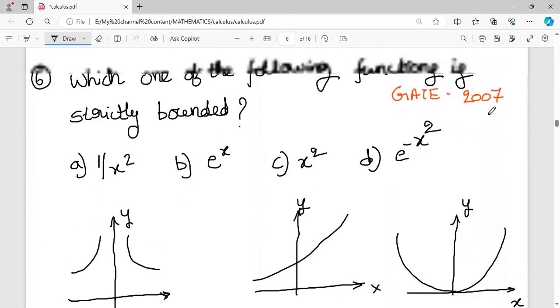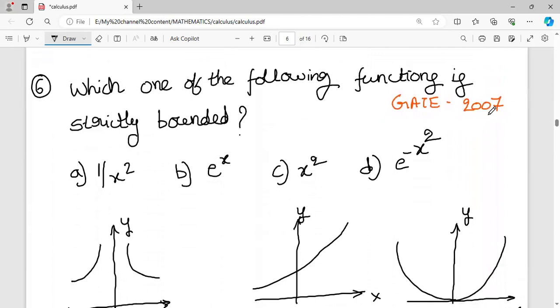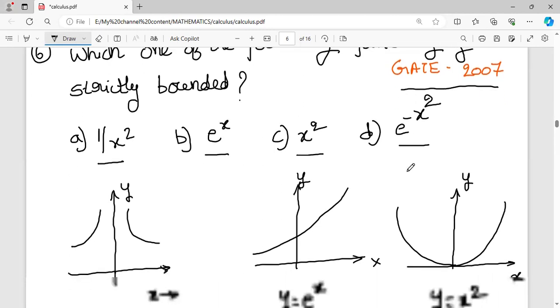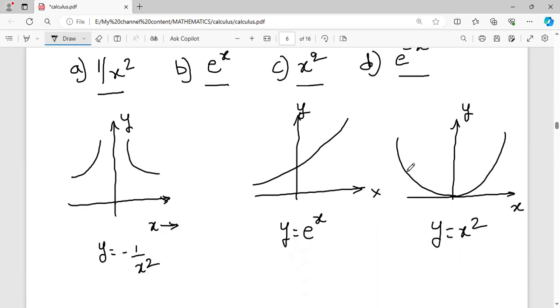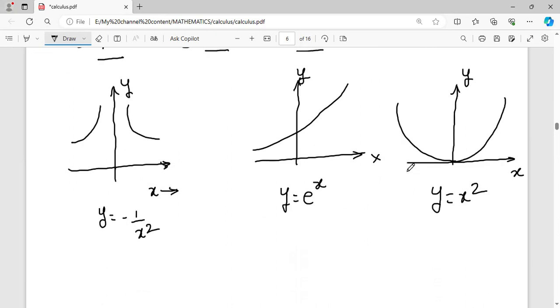Next, coming to this one. Which one of the following functions is strictly bounded? This question was asked in 2007. The options are 1 by x square, e power x, x square, and e power minus x square. So we have to draw the graphs. The graphs are given like this.